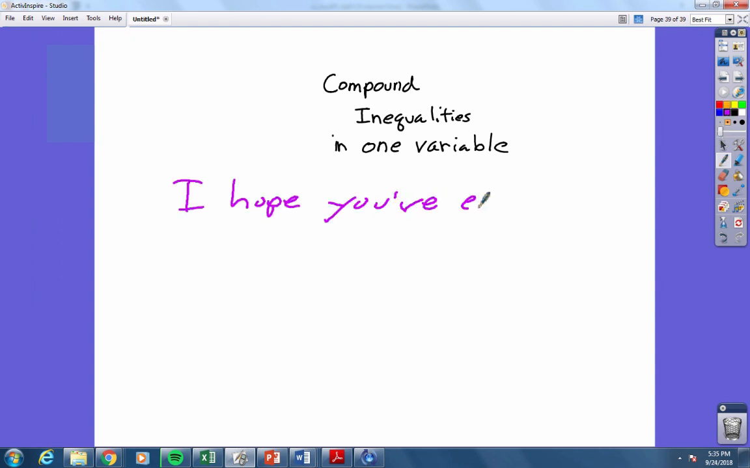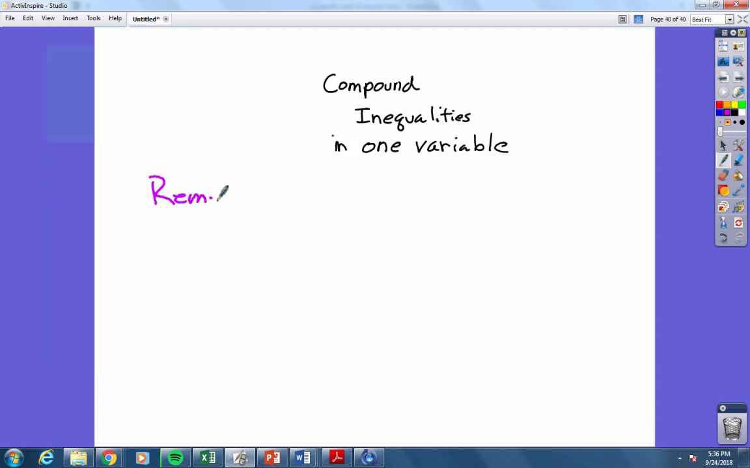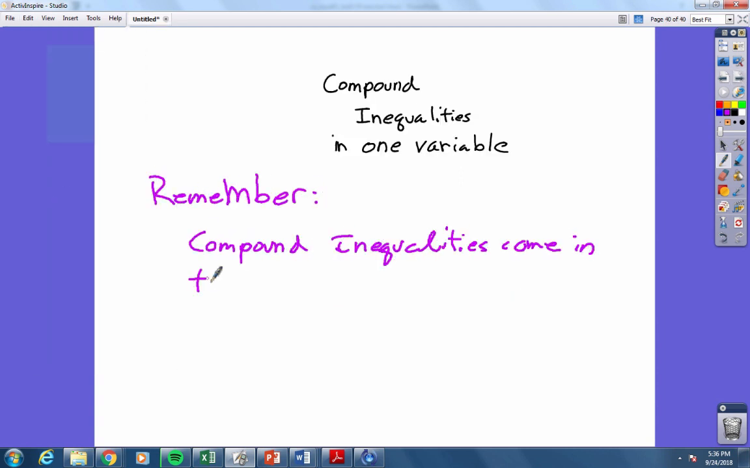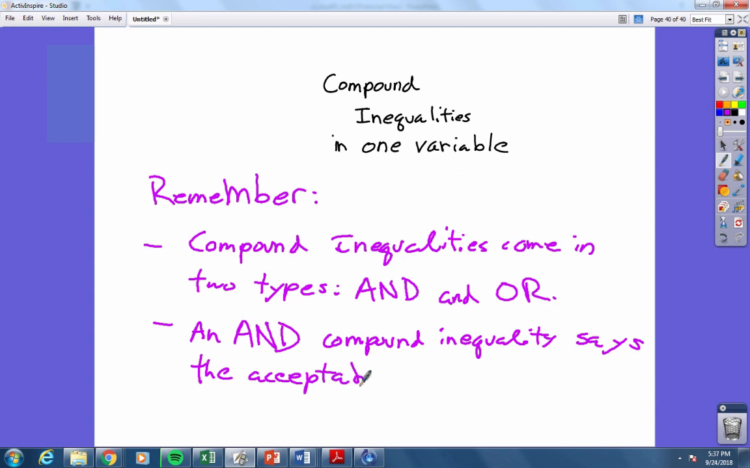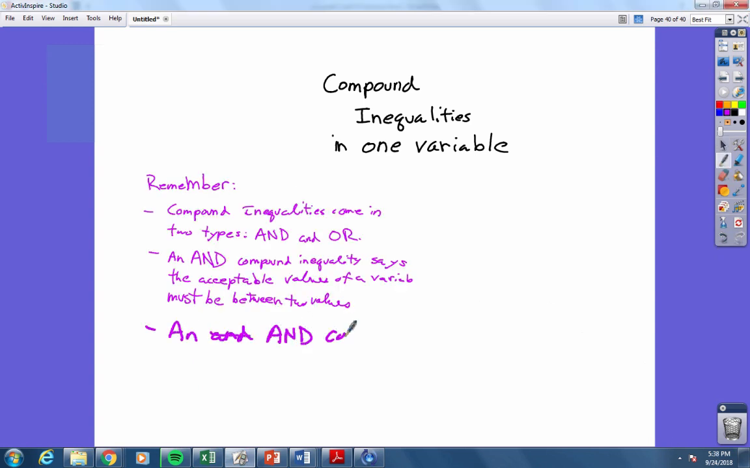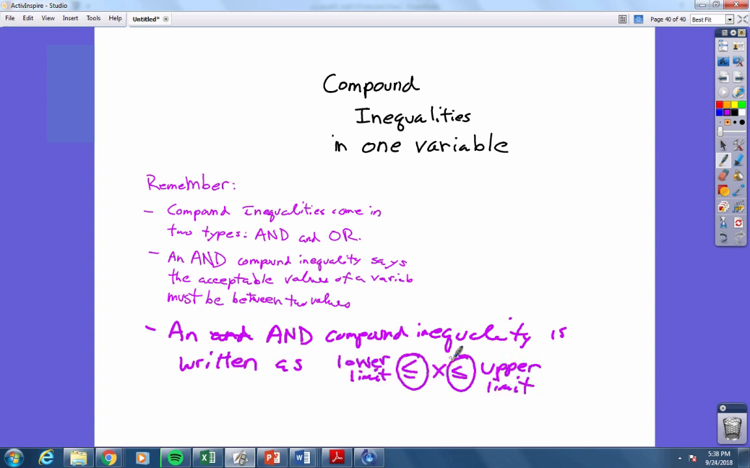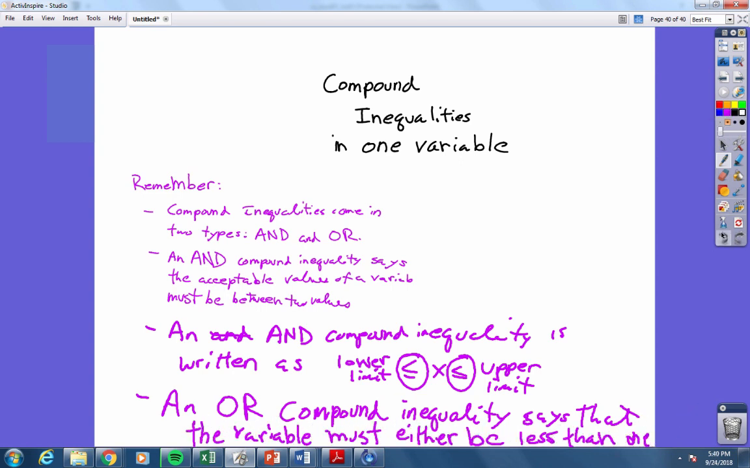I hope you've enjoyed this quick introduction to compound inequalities. Remember, compound inequalities come in two types, AND and OR. The AND compound inequality says that the acceptable values of a variable must be between two numbers. And the AND compound inequality is written as a lower limit, less than or equal to, or less than, the variable, less than or equal to, or less than the upper limit. An OR compound inequality says that the variable must be either less than one number or greater than another number.